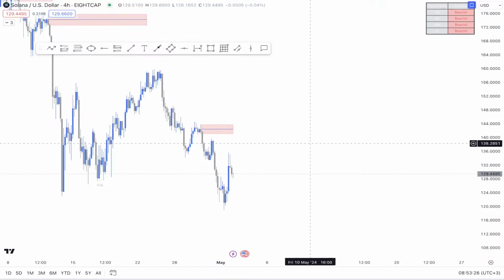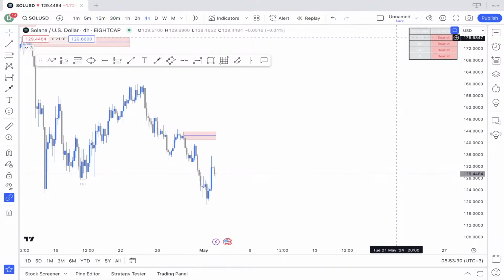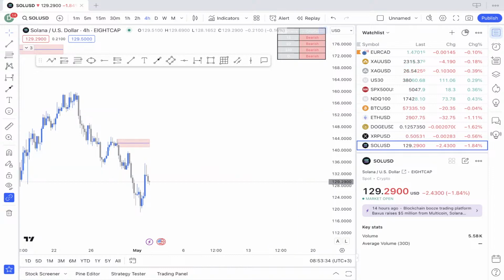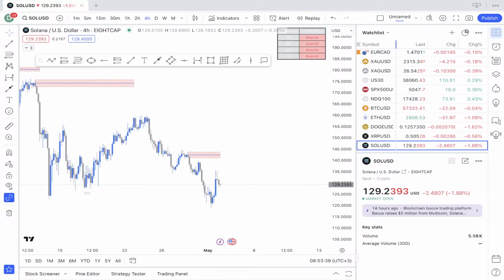We just need to wait for some fresh structure. Until then, we shall focus on the setups that we already have and keep it simple. All right, and on that note, we'll end today's crypto as well as the overall daily analysis right here.